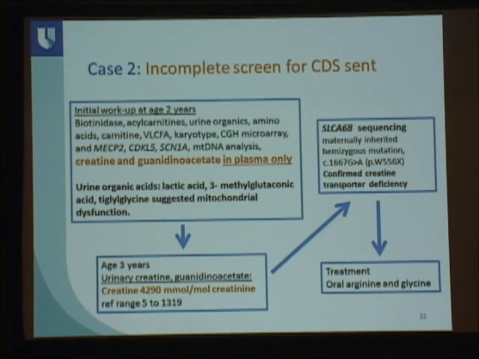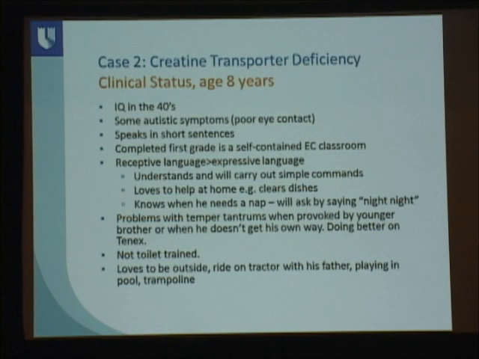Anyway, we made the recommendation, please send urine, which they did a year later, and then this showed we were able to confirm the transporter. And he was started on treatment of arginine and glycine. However, he's still severely impacted by this disorder. He has low IQ, some autistic features. So a third of patients with the creatine transporter do develop some speech, and he can speak in short sentences. 2/3 don't develop speech at all.